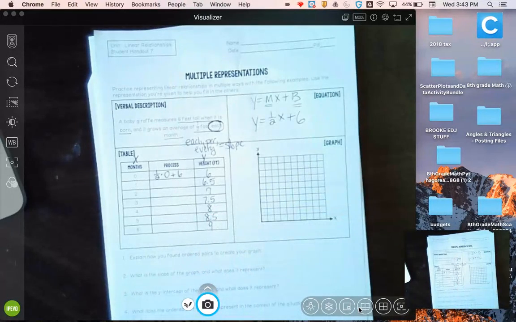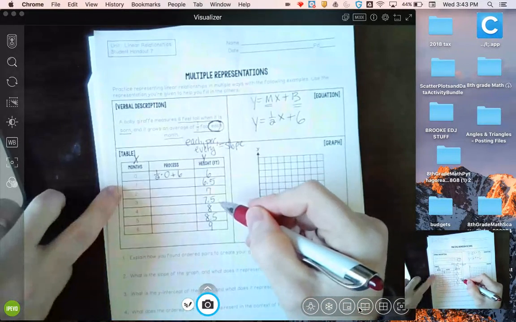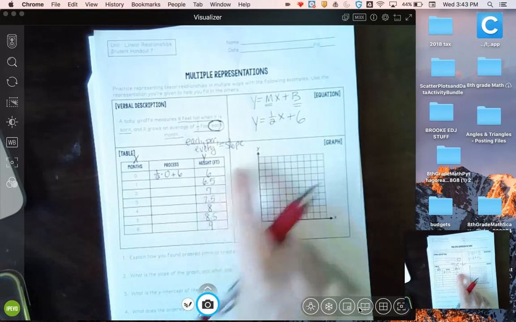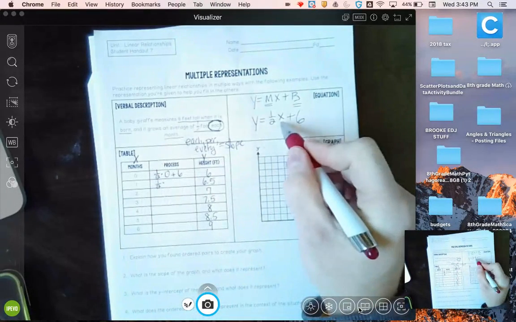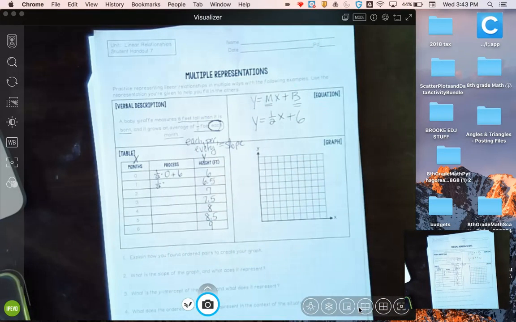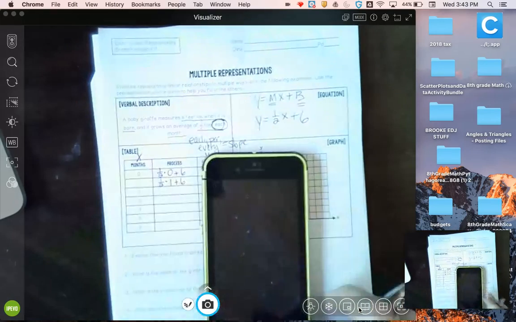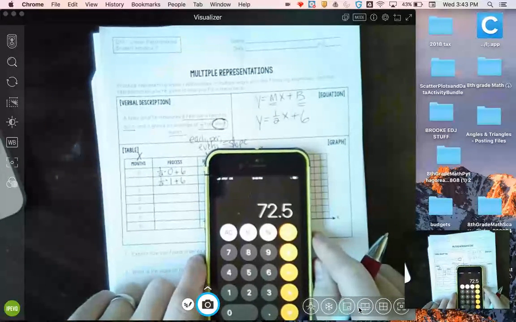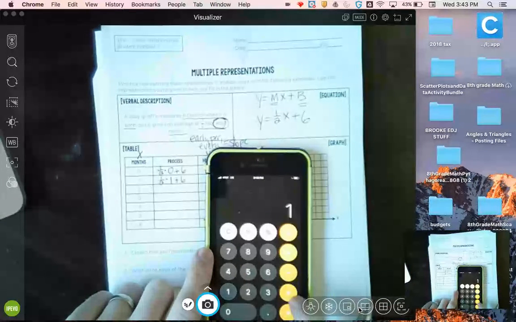Okay? But how do I get that? I want to check to see if that is correct, because this is changing by a half every time a month goes by. Let's see if I can get 6.5 by using my equation. So I'm going to say 1/2 times x. X here represents months, so I'm going to put the 1 in, plus 6. Take out my handy dandy calculator here. So 0.5 is a half times 1 plus 6. What do you know? 6.5.